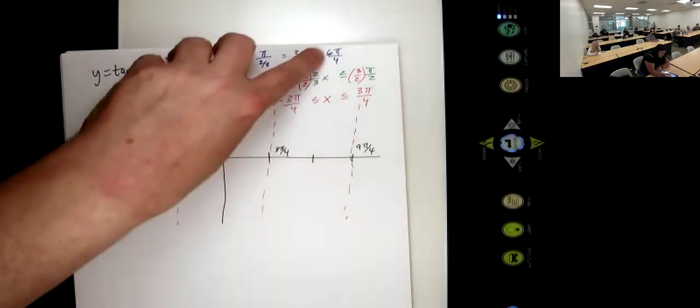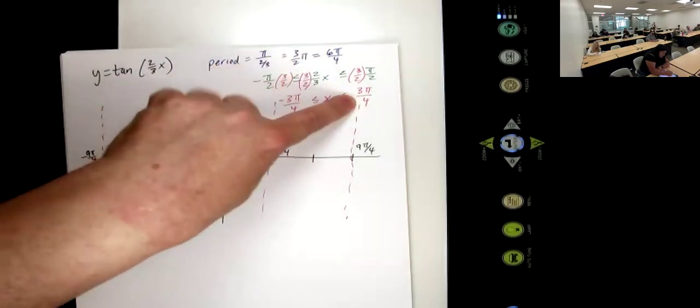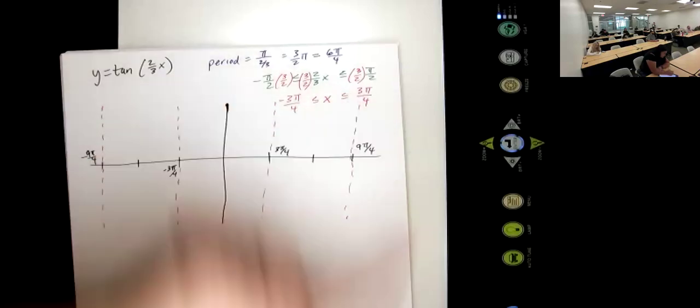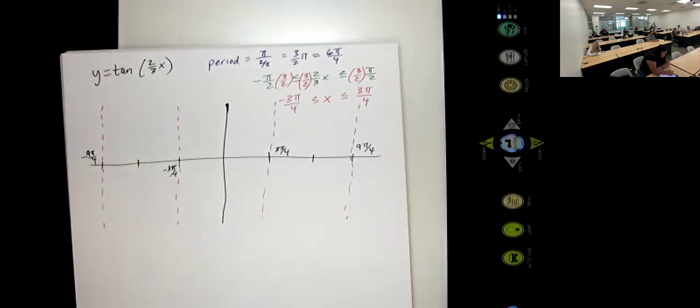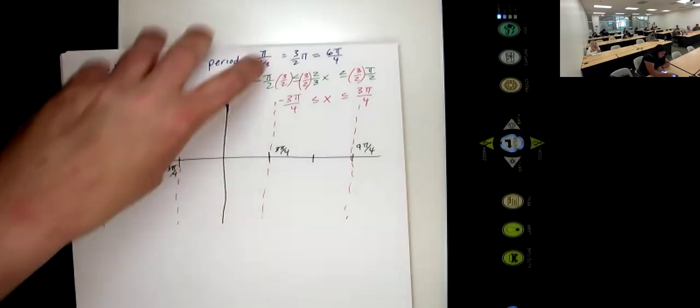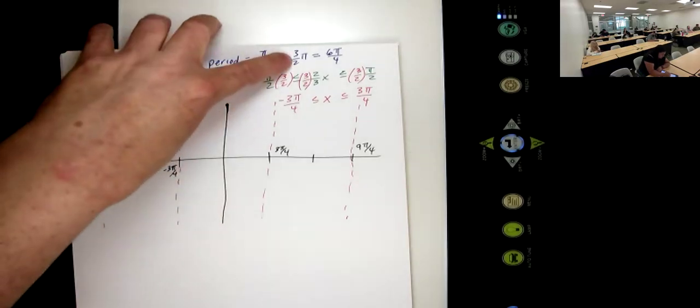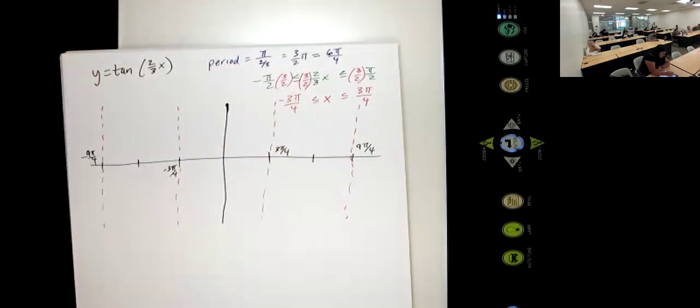I'm adding 6 pi over 4 to 3 pi over 4. It's gonna repeat every 6 pi over 4. Does everyone go with that? You weren't here for tangent: tangent's every pi. So this is now with our modifications every 2 pi over 2. It just gets repeated more often than sine and cosine.